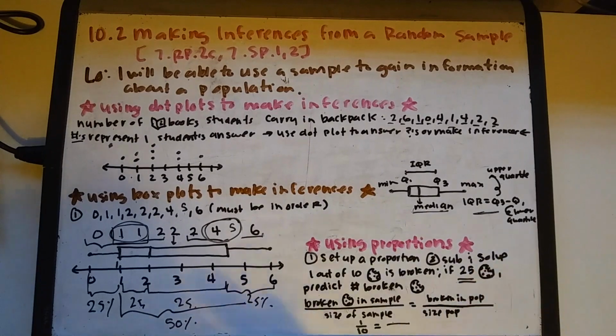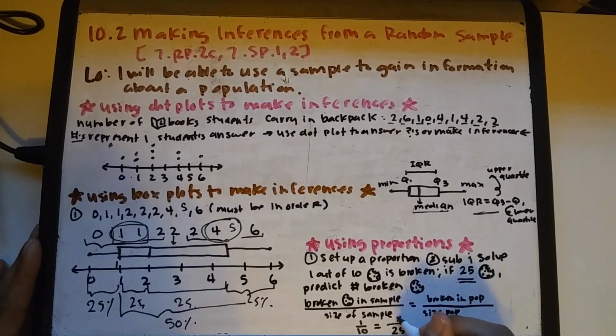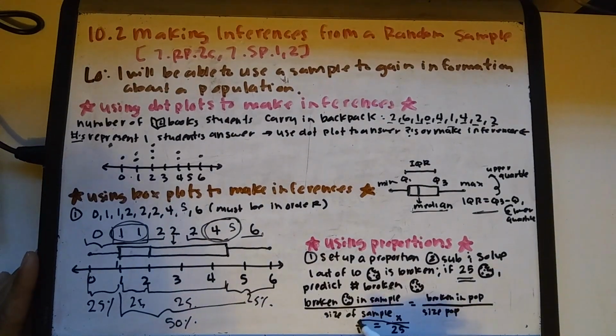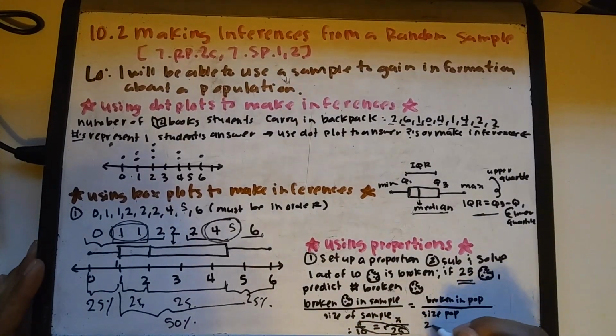That's my population. That's the whole number of cookies. So it's going to go on the bottom. And I don't know what this is. So I'm going to figure that out. Okay. Different ways to do it. In this case, I prefer to use what I call the butterfly method. So I multiply what I have diagonally. So 25 times 1 is 25. And then I divide by 10. So 25 divided by 10.